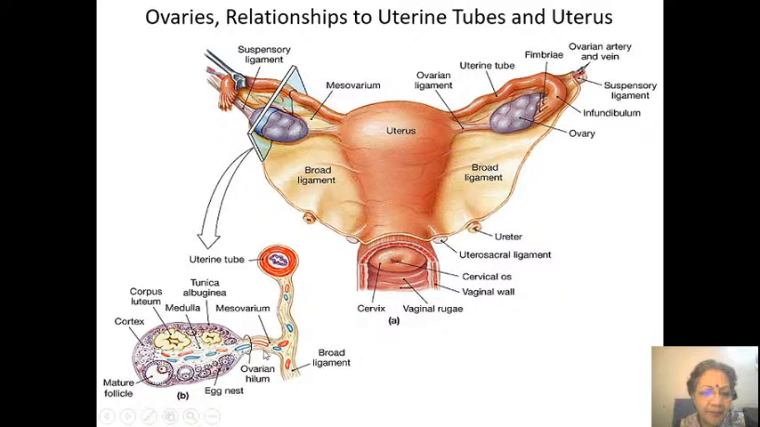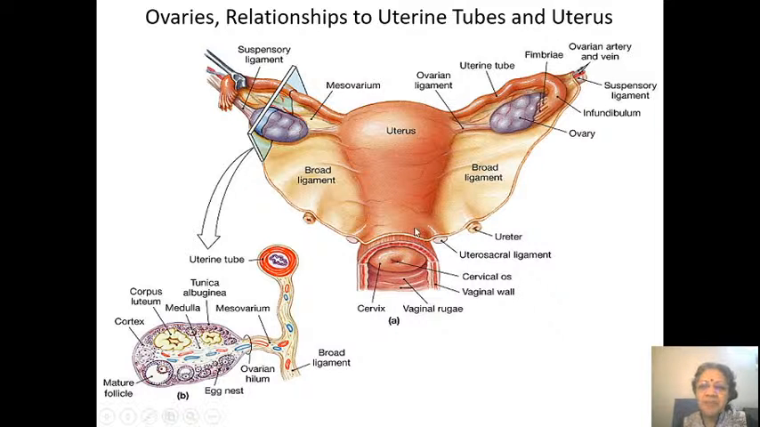Now the covering is only till here, and from here onwards you have a bare or free surface of the ovary. This is not covered by peritoneum, which is why these ovarian follicles are able to rupture through and fall into the peritoneal cavity. So anything happening on the surface here will release or fall into the peritoneal cavity.